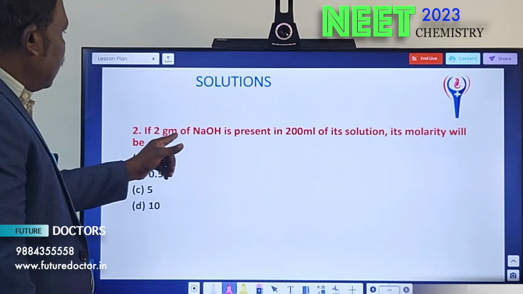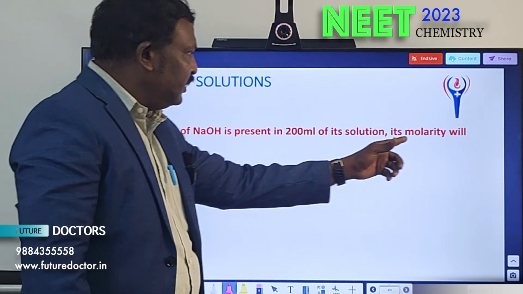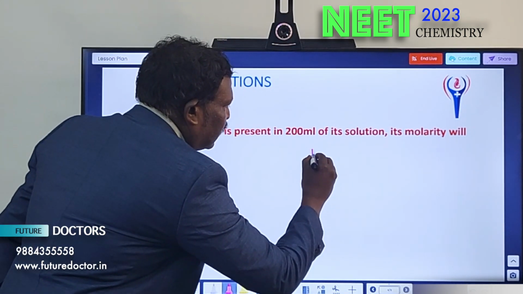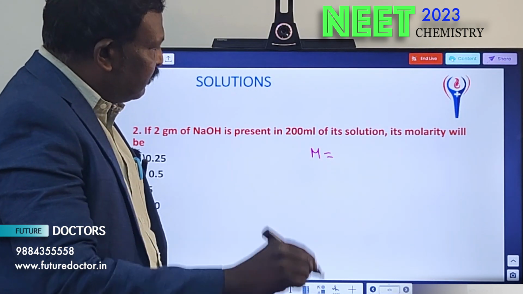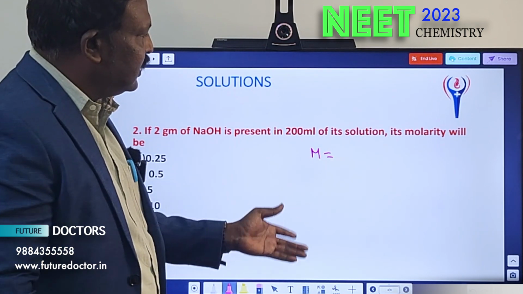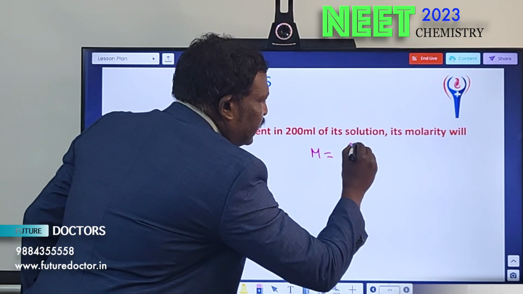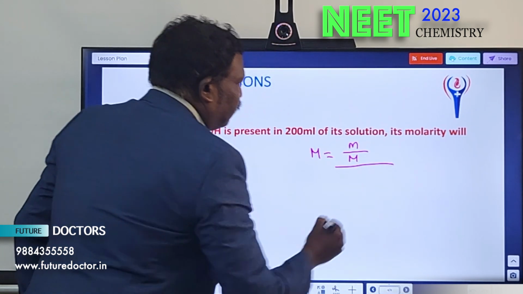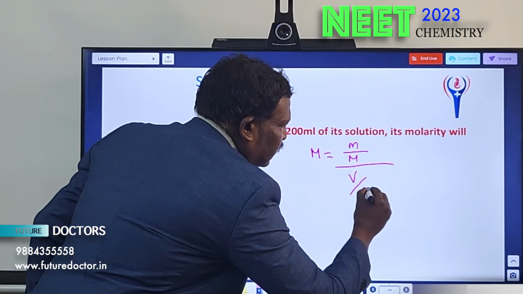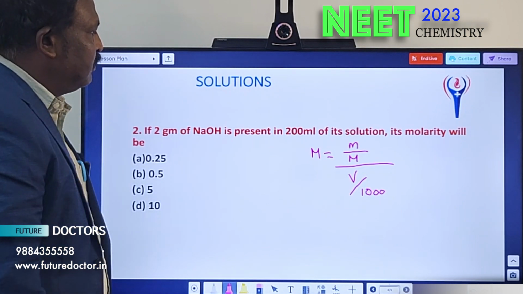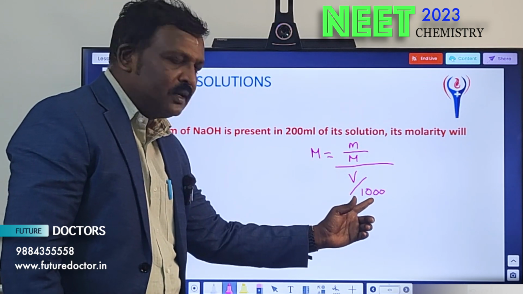Next one. If 2 gram of NaOH is present in 200 ml of its solution, what will its molarity be? Molarity is the number of moles of solute by volume of the solution in liters. Number of moles is mass by molar mass. So molarity is equal to mass by molar mass by volume of the solution in liters. A simple formula, just keep it in mind.